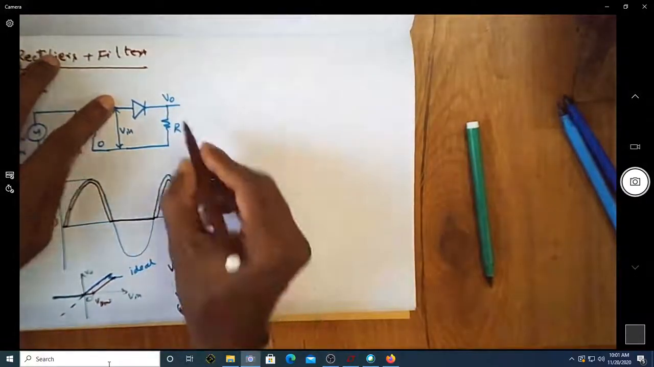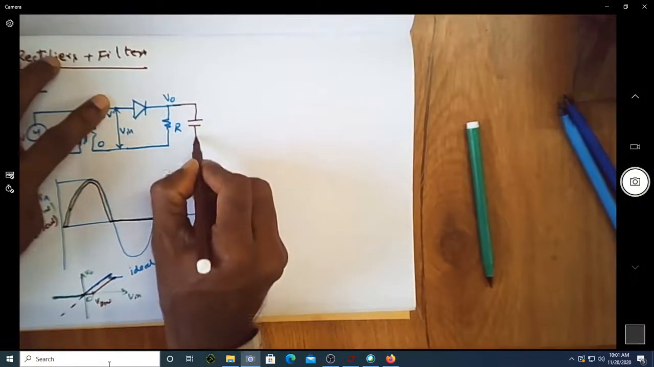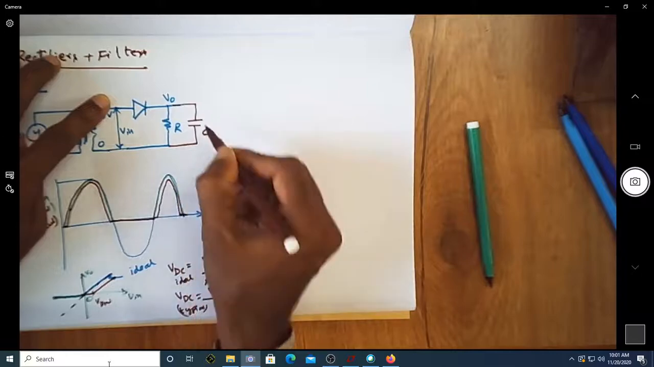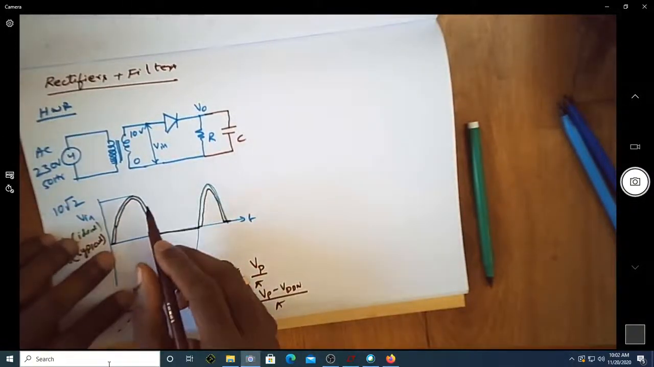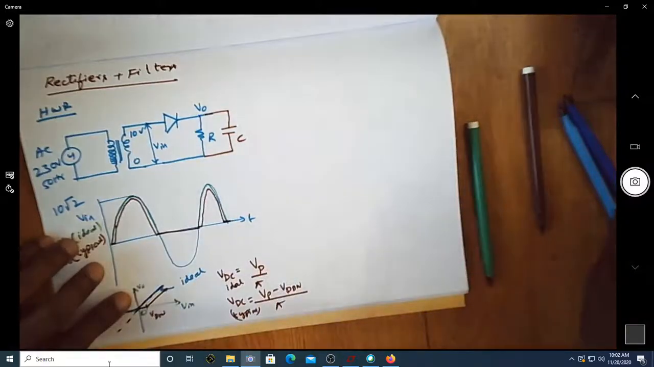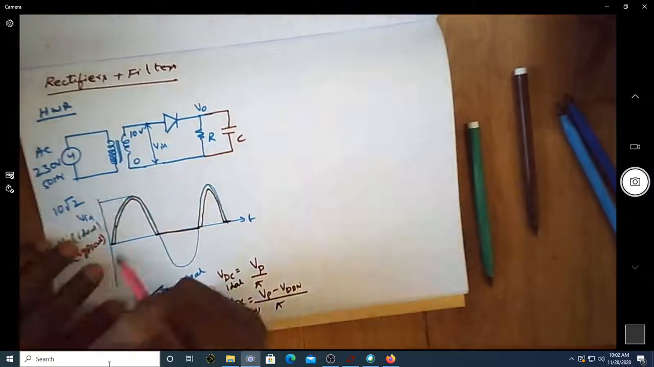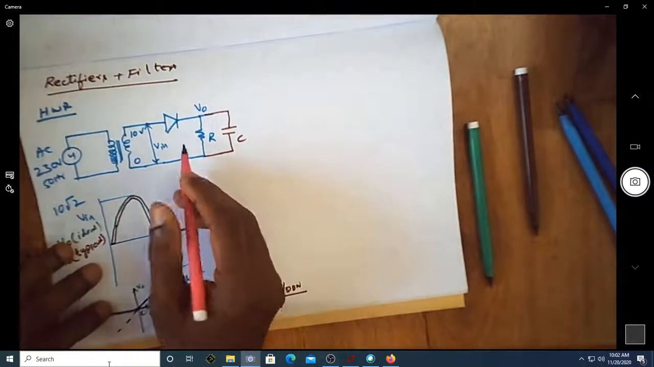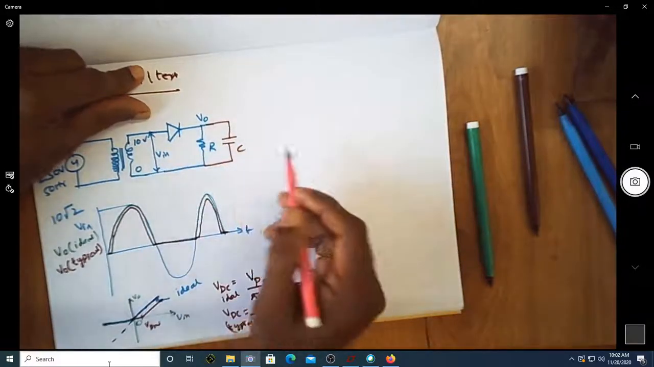Now if I add a filter, you can see I put a capacitor over here like this, so this is my capacitor, this is C. If I write V0 now, let us forget about that ideal case. Let us consider the typical case, so this is how it looks. Of course you can analyze this when the diode is conducting and when the diode is not conducting.